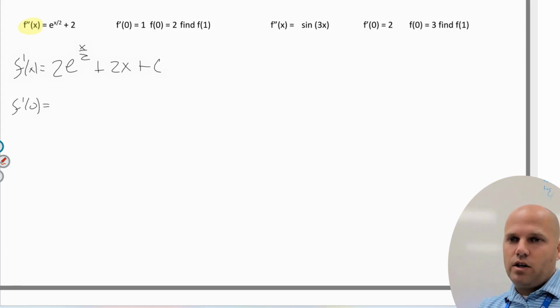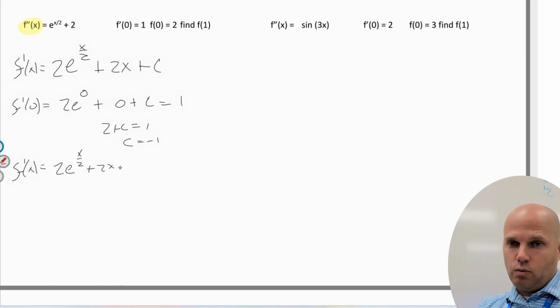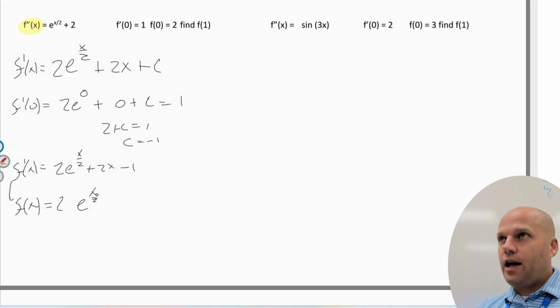F prime of 0 equals 1. E to the 0 is 1, so I have 2 plus c equals 1, which means c equals -1. So now I have f prime is 2e to the x over 2 plus 2x minus 1. I'll go backwards again. I have the e to the x over 2. I have the 2. The derivative of x over 2 is a half. I need to undo that with another 2. So I have 4 e to the x over 2.